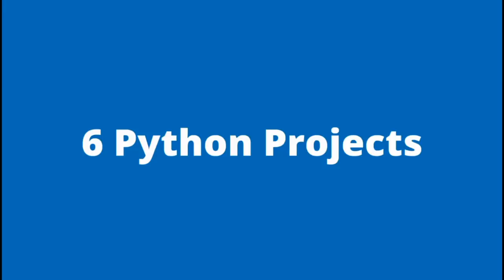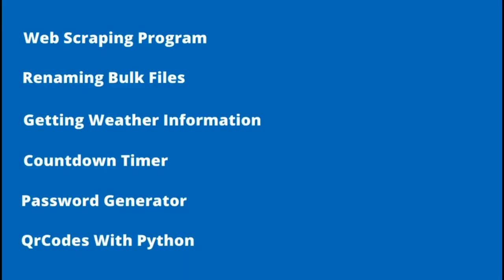In this tutorial, we're going to be building 6 different Python projects. These projects are a little bit above the beginner level, so you can consider them intermediate Python projects. Right here, I have the list of projects which we're going to be building. As you can see, there are 6 projects that we're going to be building in this tutorial.